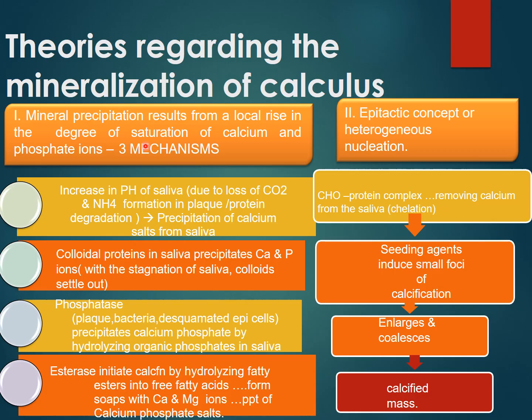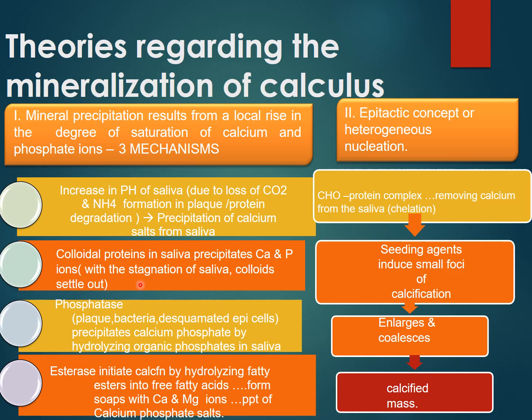That is mainly due to an increase in pH of saliva, colloidal proteins in saliva, and also the enzymes present in saliva. The first one, the increase in pH of saliva, happens when there is loss of carbon dioxide and ammonium formation in plaque or protein denaturation. What happens is there will be increased pH of saliva, which increases the precipitation of calcium salts from saliva. So that is the first mechanism.